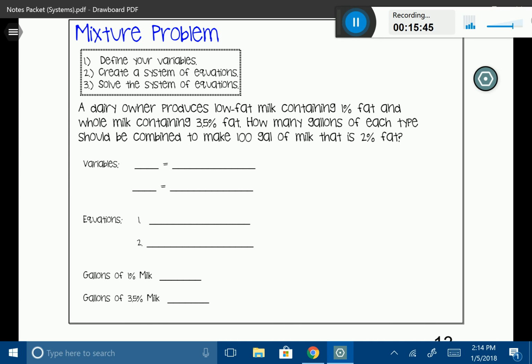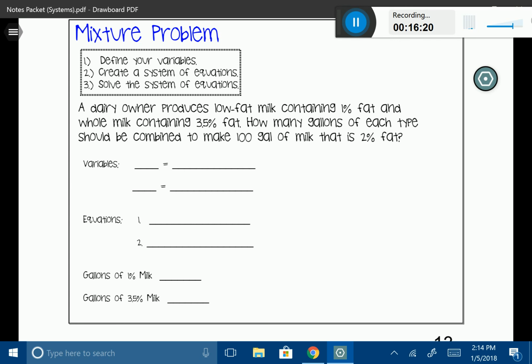A dairy owner produces low-fat milk containing 1% fat and whole milk containing 3.5% fat. How many gallons of each type should be combined to make 100 gallons of milk that is 2% fat? So basically, the gist of the problem is we're taking 1% milk and we're taking 3.5% milk. We're putting it together and we're trying to create 100 gallons of 2% milk.